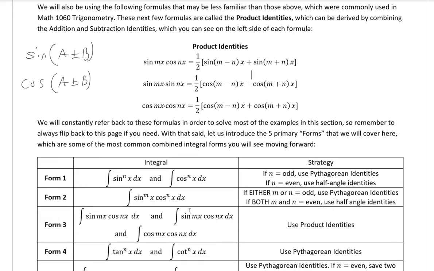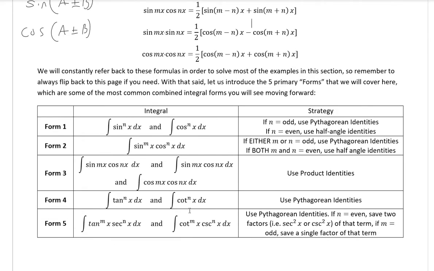Now, with those identities in mind, what we're going to address are the 5 what I call the primary forms. These are the forms that you'll most often see, and what we're going to talk about is how we would address them. So we have form 1, which is going to be sine or cosine taken to some power. Form 2 is sine times cosine, each taken to their own powers.